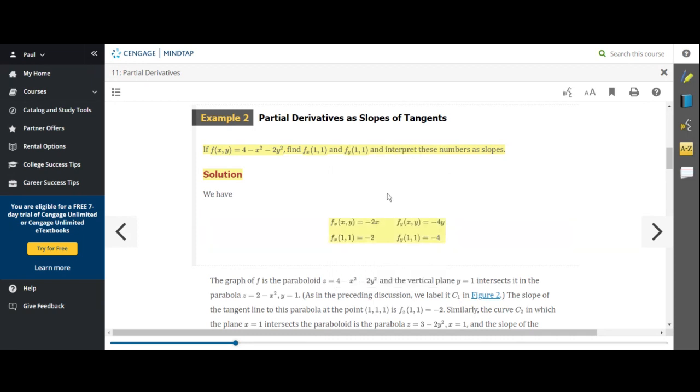I don't think it's too hard to see that these two partial derivatives are as they are. And when you evaluate them, the partial of f with respect to x at (1, 1) is negative 2, and the partial derivative of f with respect to y at (1, 1) is negative 4. Are there any questions on what you're seeing right there?